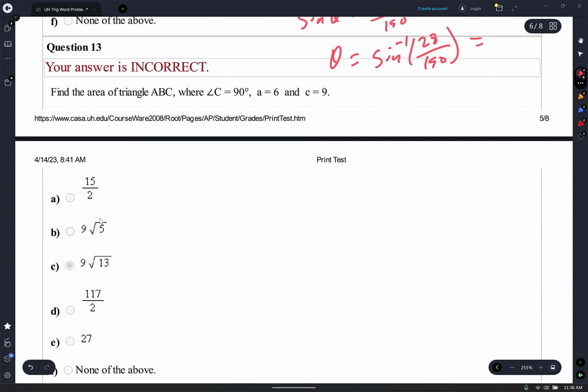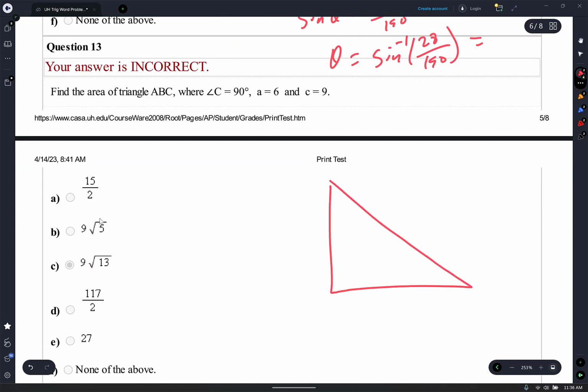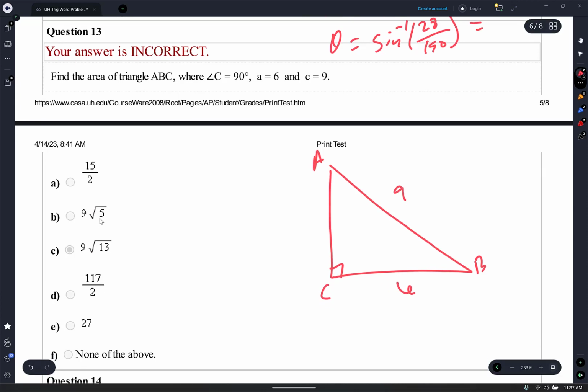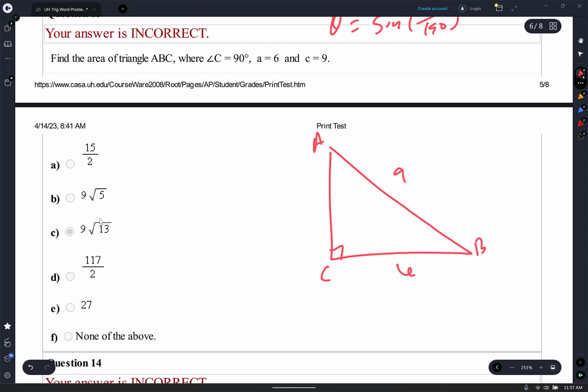Find the area of the triangle ABC. So here's triangle ABC. Here's angle C, here's A, here's B. Little a is 6, so here's angle A, so little a is that side, and little c is 9, so that's 9. Find the area. It looks like I don't have any angle besides this one, so I have to find this one anyway.